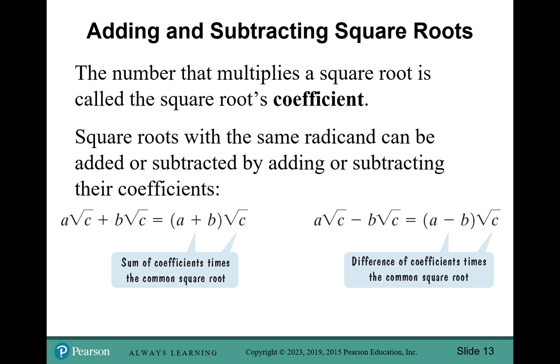We can also add and subtract square roots. So it says the number that multiplies a square root is called the square root's coefficient.